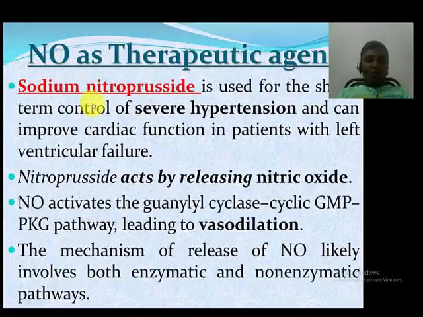As we all know, sodium nitroprusside is widely used for severe hypertension, and it can also improve the cardiac function in patients with left ventricular failure. So it's widely used in the medical field. This nitroprusside drug acts by releasing nitric oxide, about which we are going to talk: how it works and how it creates the antihypertensive action.